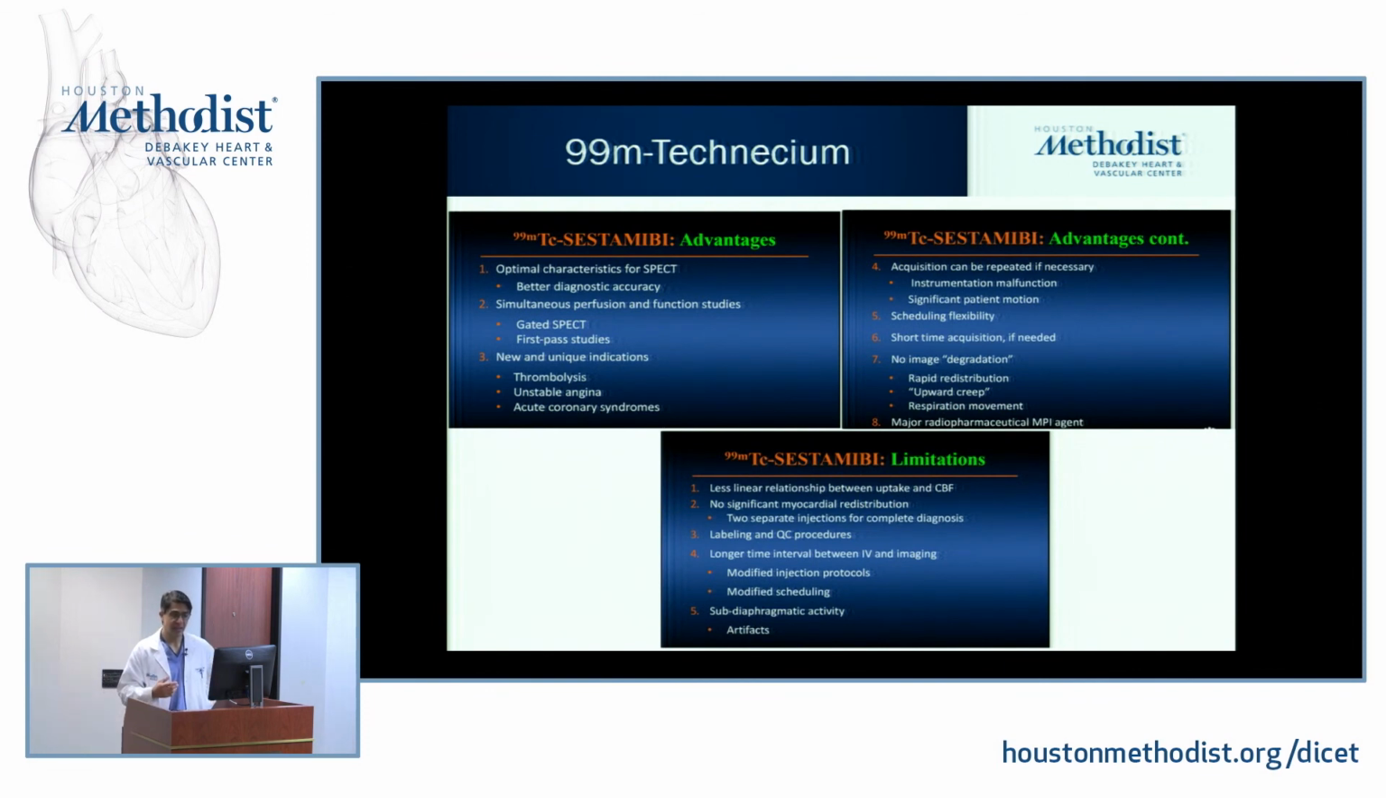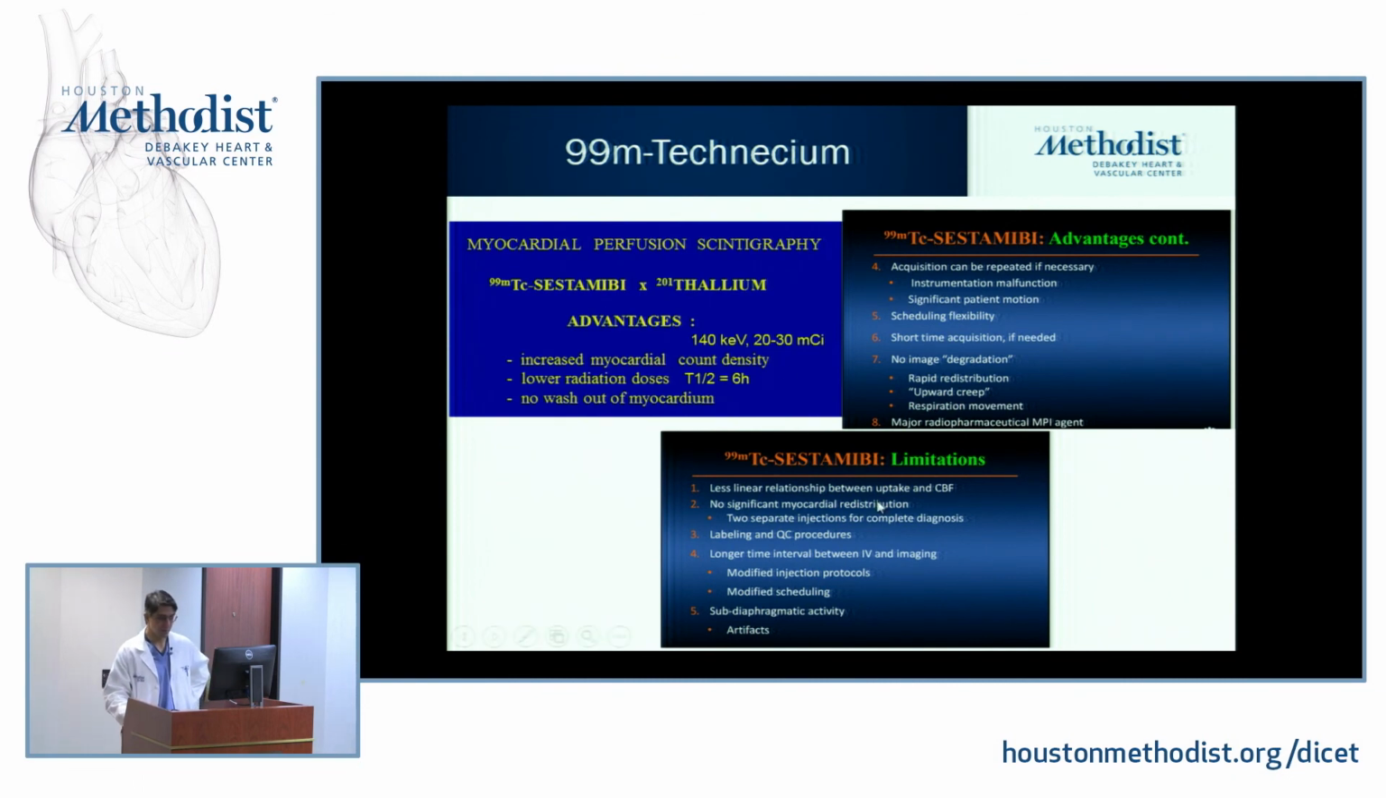Tech agents have a much higher dose. We give anywhere between 15 to 30 millicuries. The half-life is much shorter, only 6 hours, so its dosimetry is better, and it's a higher keV photon. It's a 140 keV photon, so you get more escape from the body without all the Compton scatter and all the other phenomena which can degrade image quality.